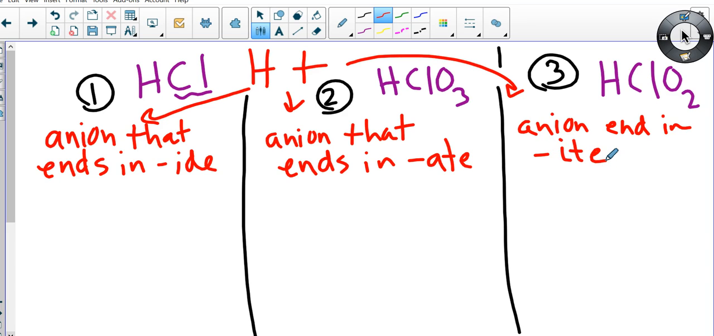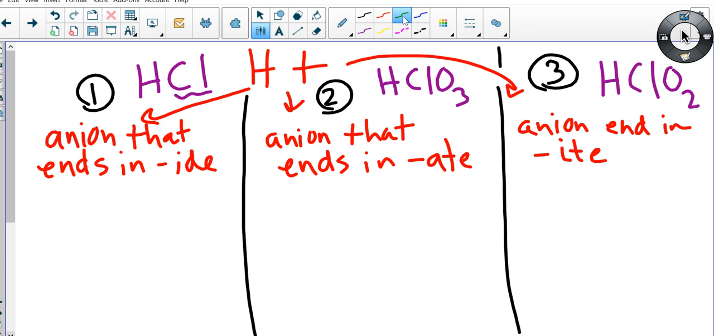You don't know how to do this yet, but can you see that there are 3 different situations? So the first thing you have to do is identify the anion. If the anion ends in ide, you're going to take option 1. If the anion ends in ate, you're going to take option 2. If it ends in ite, you're going to take option 3. Ready?